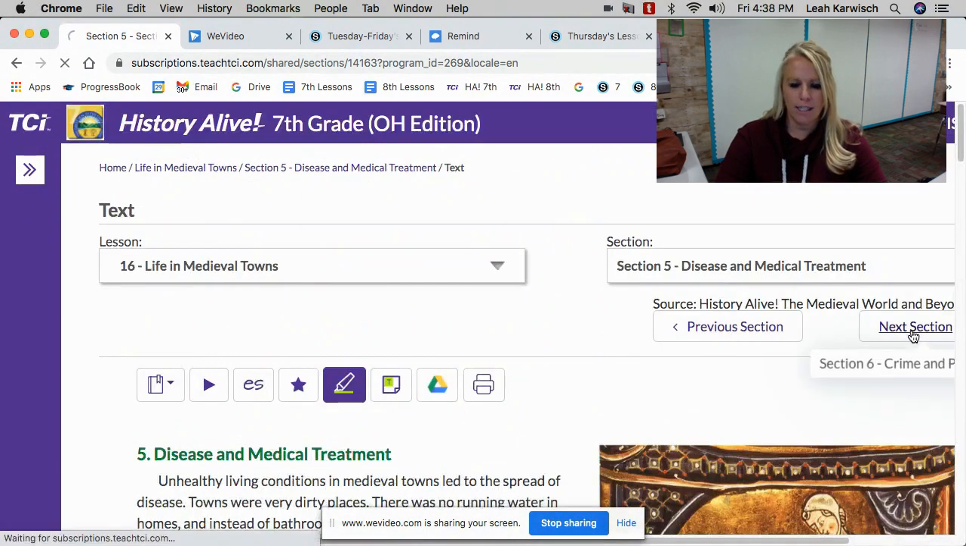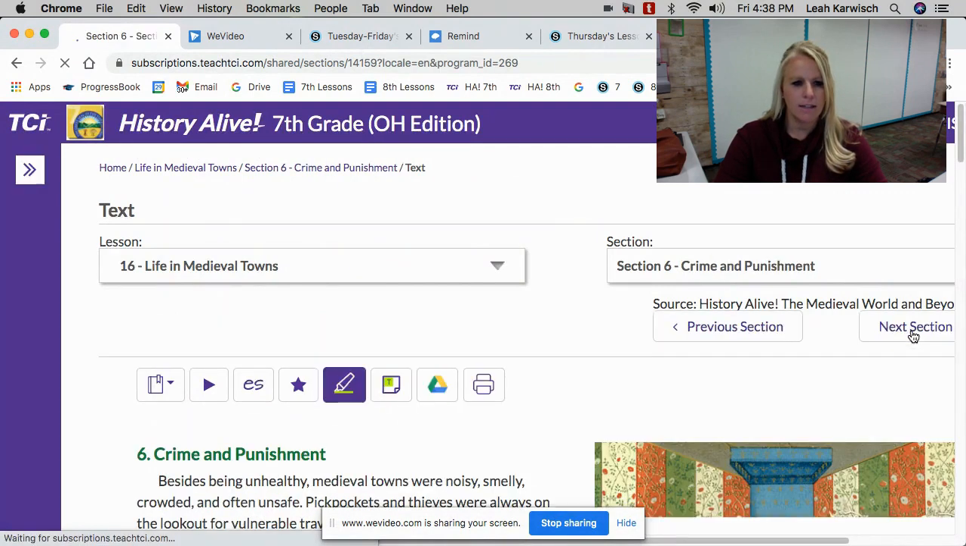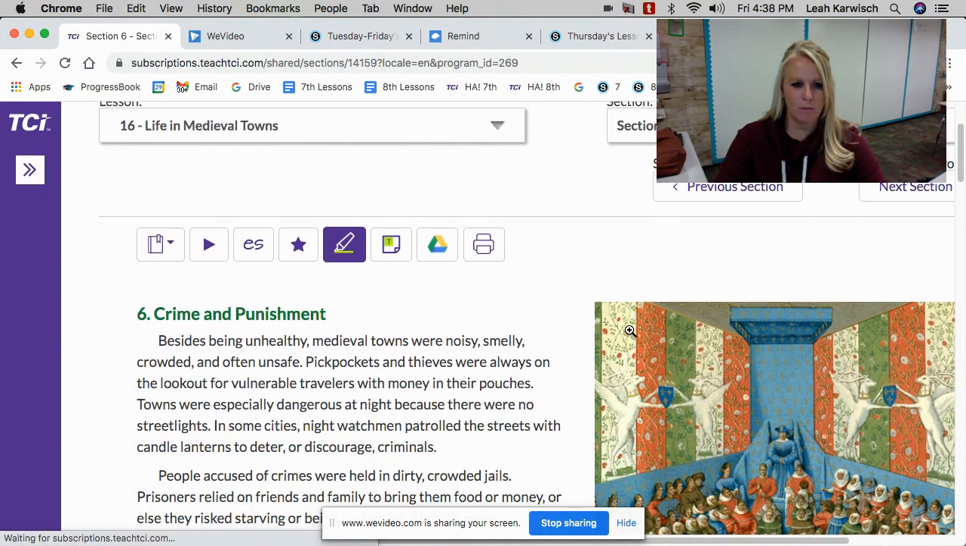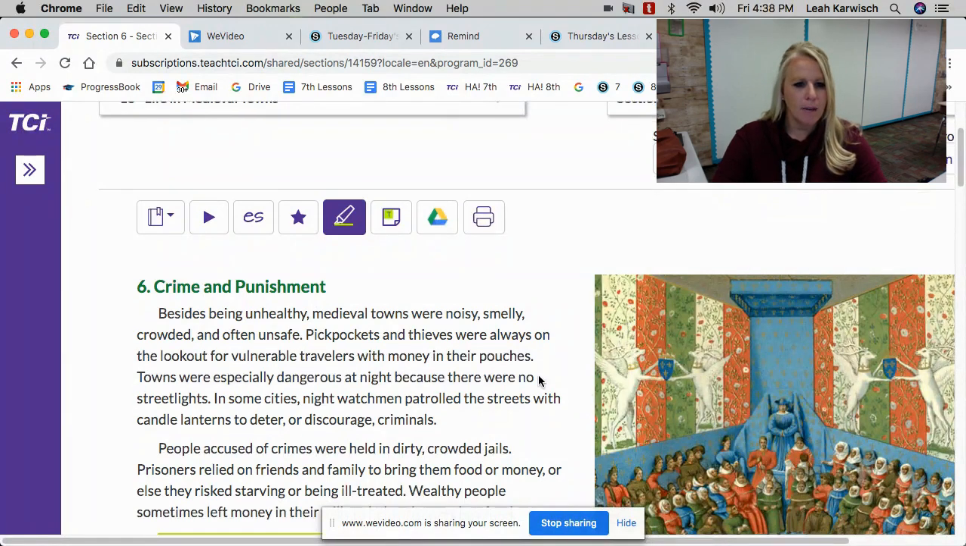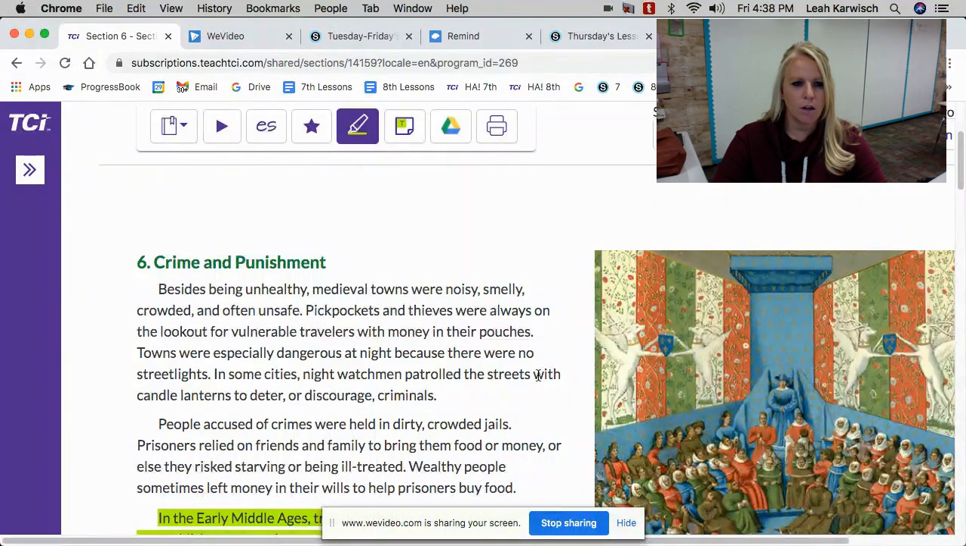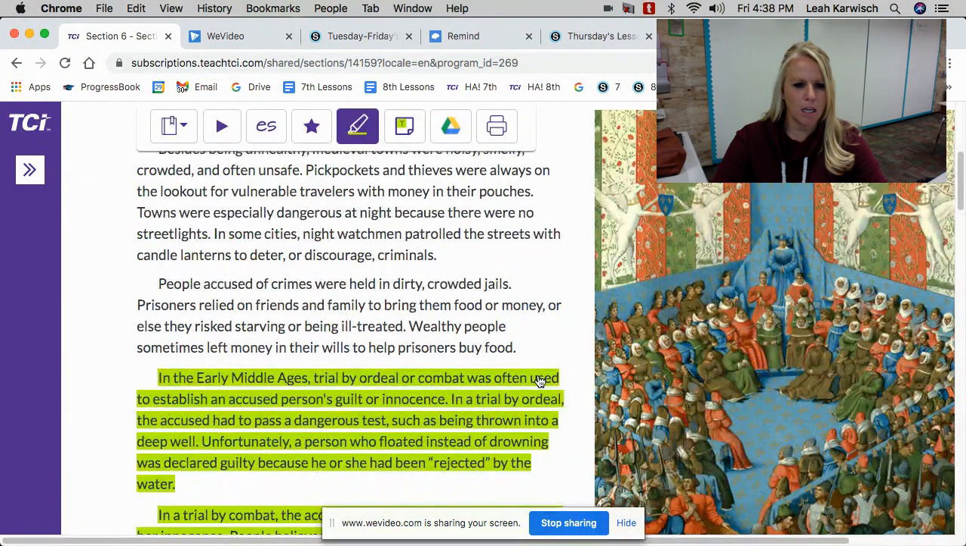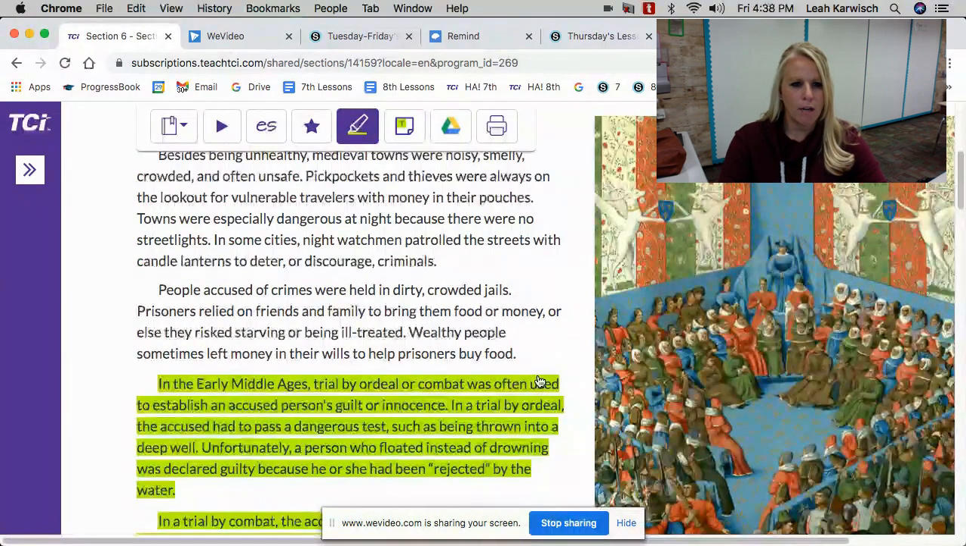All right, you can go on to section 6. Section 6 is all about crime and punishment. So the first question says, describe 2 methods for deciding the guilt or innocence of accused criminals in the early Middle Ages. Besides being unhealthy, medieval towns were noisy and smelly, crowded and often unsafe.